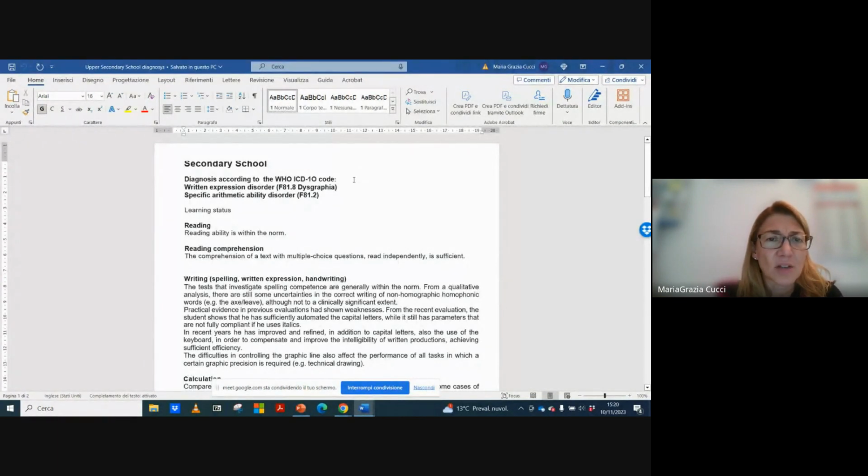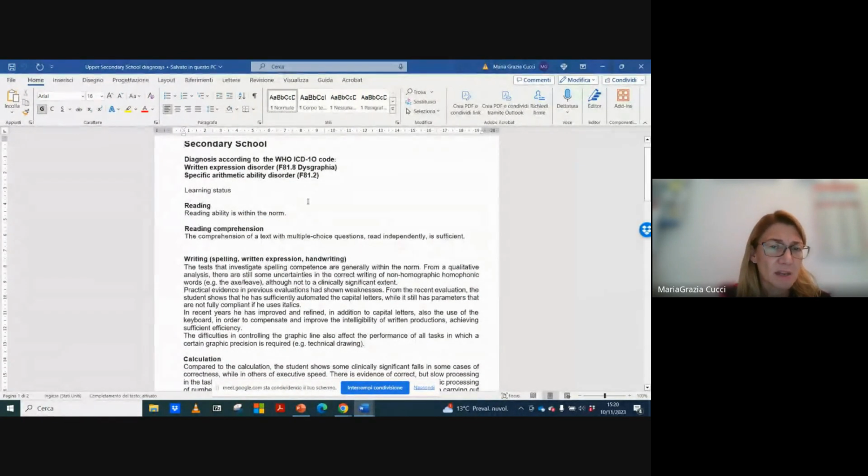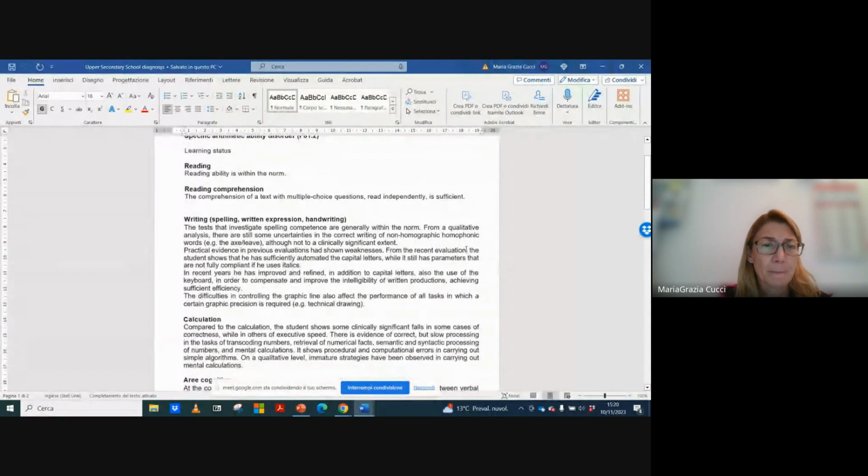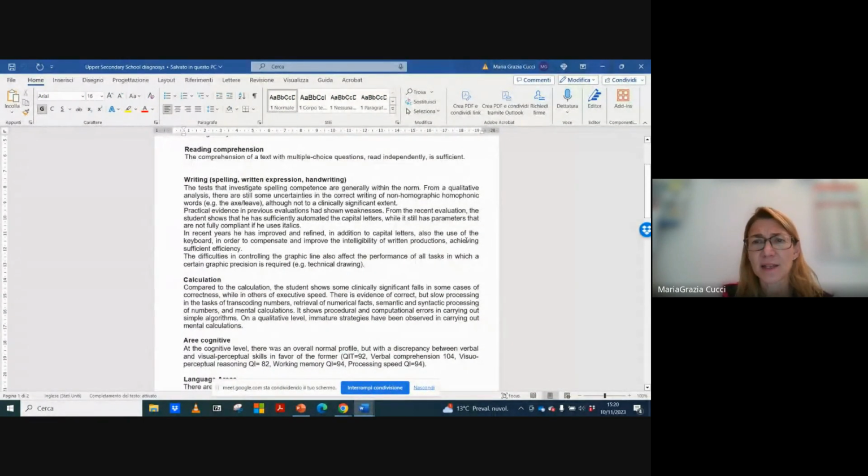This is a student of a secondary school. So the difficulties are on written expression, okay? So you have dysgraphia, and you have also some specific arithmetic ability disorder, while the reading is within the norm and the reading comprehension is sufficient. This is the text that the medician wrote.